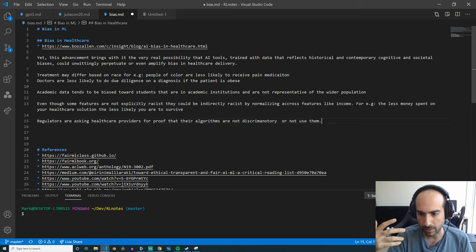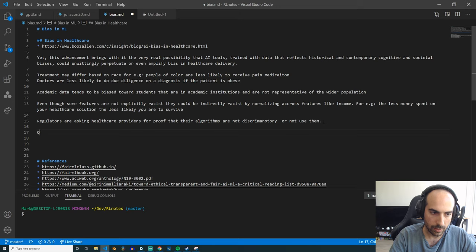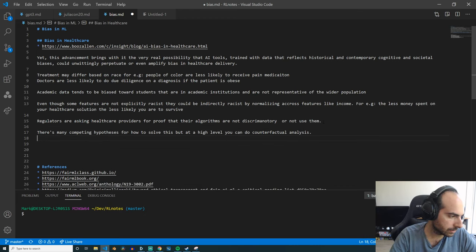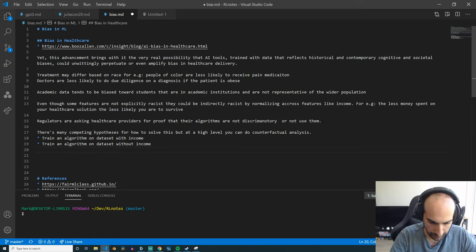Basically, how do you prove this? There are several ways to think about it. I think one straightforward way is... there are many competing hypotheses for how to solve this, but at a high level, you can do what's called counterfactual analysis. So what's the main idea behind this? Let's say you train an algorithm on a data set with income, and train an algorithm on a data set without income, and then look at the diff and see if the racist predictions go away.